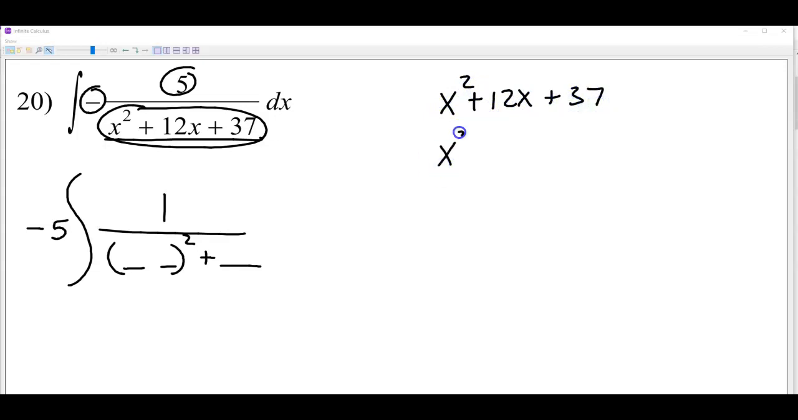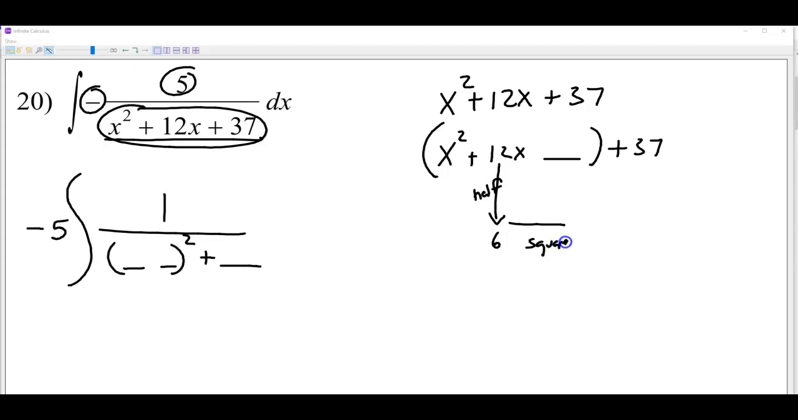So the first thing that we do is we take that 37, and we're going to push it off to the side a little bit, because we're going to create a new number there. And we get that new number by taking half of 12, which is 6, and then squaring that, which is 36. You're also going to put that number over here again, but this time it's going to be minus.